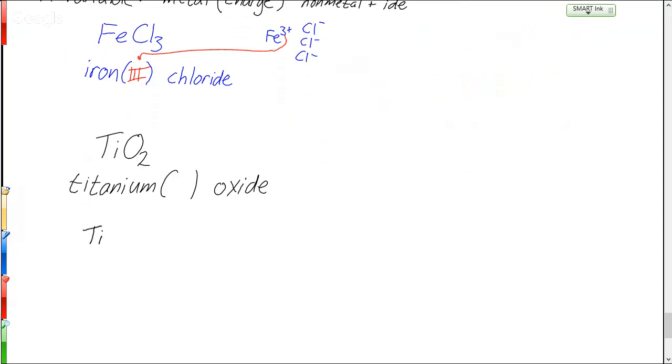So our formula tells us that for one titanium atom, because there's no little subscript under the Ti, that just means there's one, we've got 2 oxides. We got 2 oxides, each one is -2. So what does the charge on titanium have to be to balance out those 2 -2s? +4, right? So that means that our number in parentheses is going to be that charge, which is 4. So we call this titanium 4 oxide.